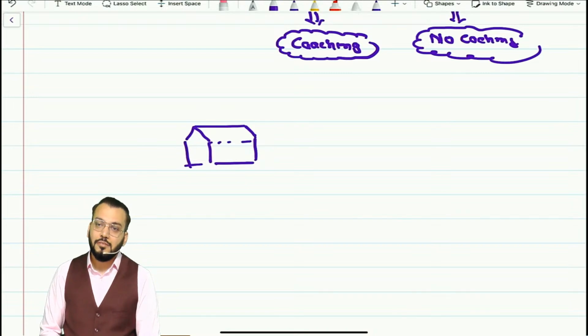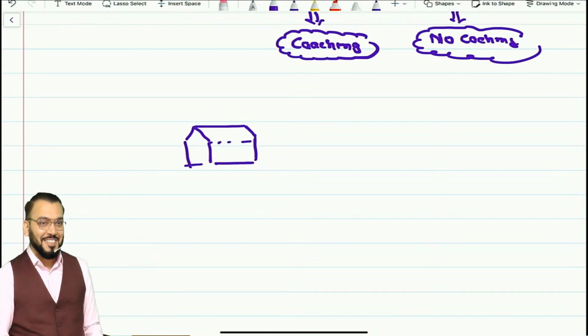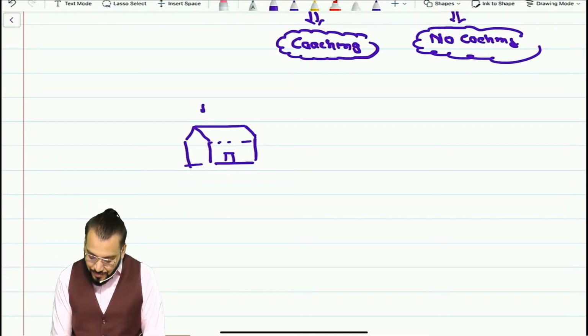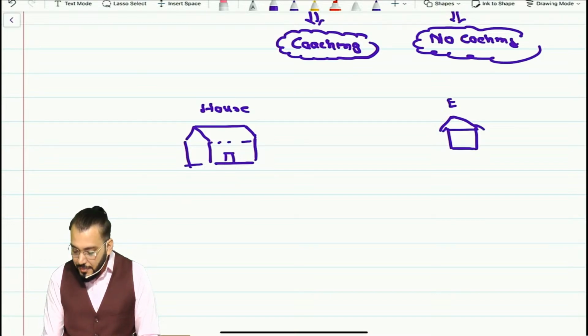Now this is your house. Am I an artist or not? Correct? So this is your house, sweet house. Second example: and this is your exam center.